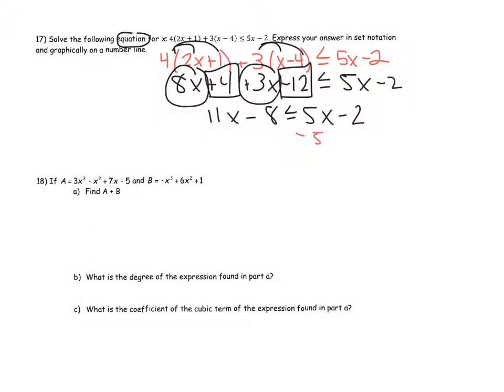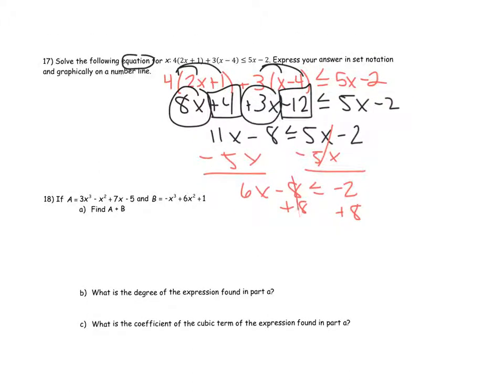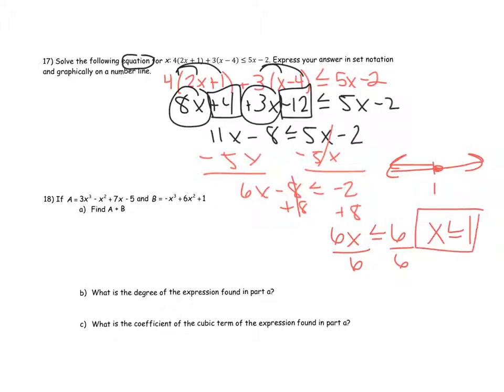So we're going to subtract 5x from both sides. So we have 6x minus 8 is less than or equal to -2. Add over the 8. We have 6x is less than or equal to 6. So x is less than or equal to 1. Now let's represent that on a number line. We're going to put 1 in the middle, closed circle, pointing to the left. Remember, you can only follow the arrow when the variable is on the left.